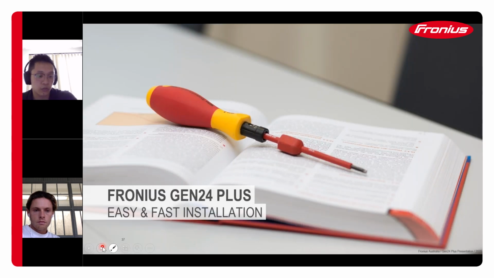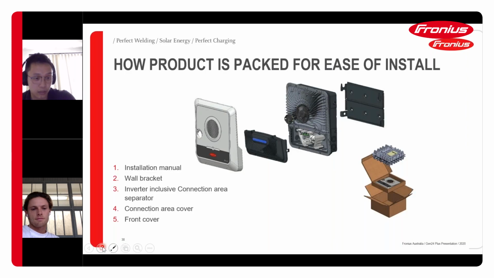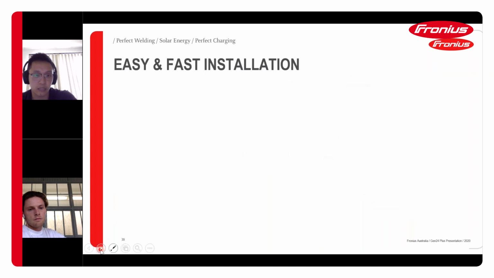All right. So the last point is how easy it is to install the inverter. One of the things we got feedback on is how our inverter is packed. We want to make sure that when you go on site, it's really easy and simple to install the product. So everything comes out of the box in order, so that you can install it in the right order. The first thing that comes out, of course, is the installation manual. Then we have the wall bracket, which goes on the wall. Then you have the inverter, and finally the cover. So pretty straightforward, and not a lot of time is spent on site.